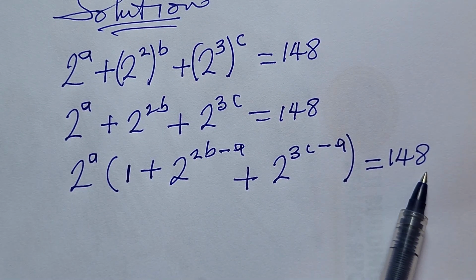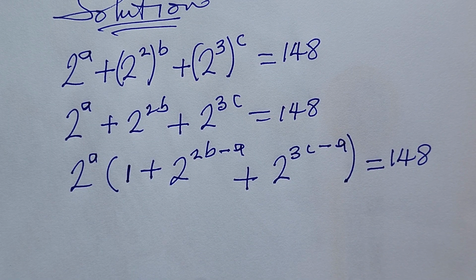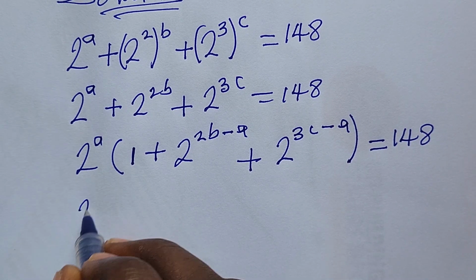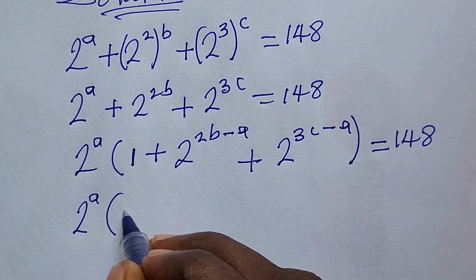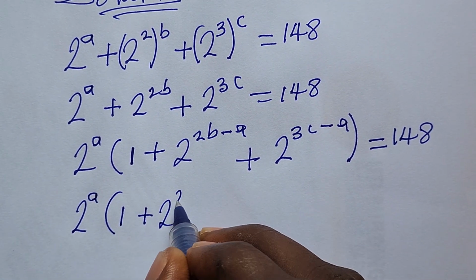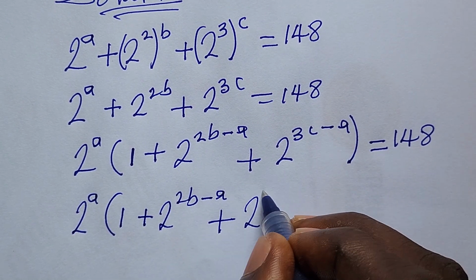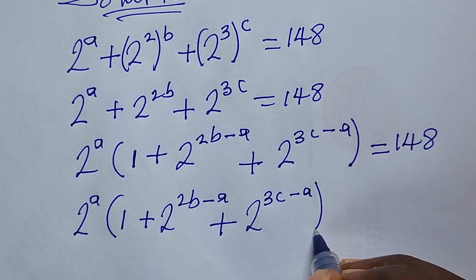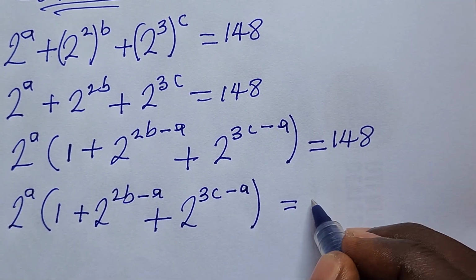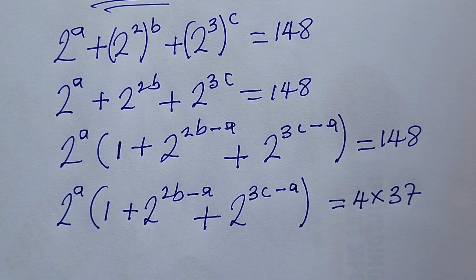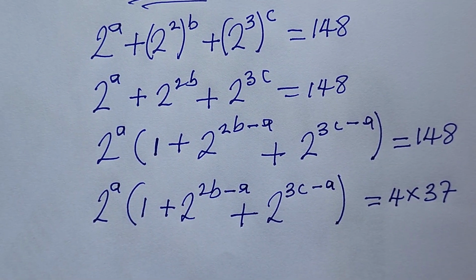Let's look at the term on the right hand side of the equation here, which is 148. We can express 148 as 4 times 37, right? Good. So let's go ahead and express that. So this will now give us 2 to the power of a bracket 1 plus 2 to the power of 2b minus a, then plus 2 to the power of 3c minus a close bracket is equal to 4 times 37.